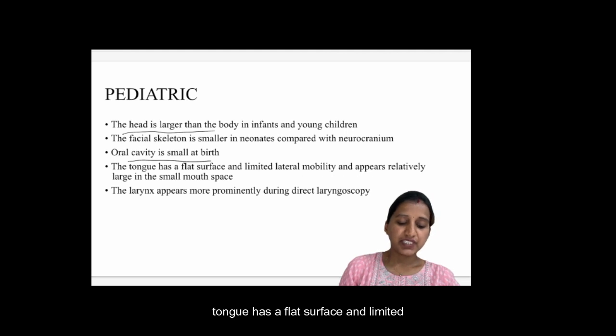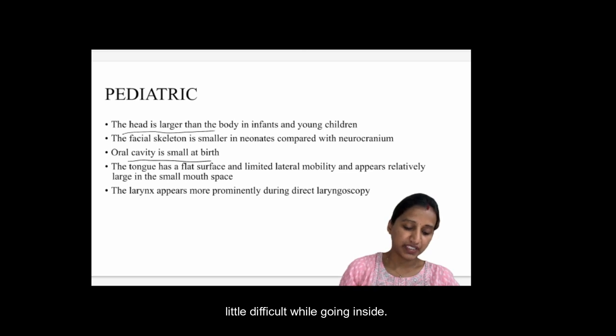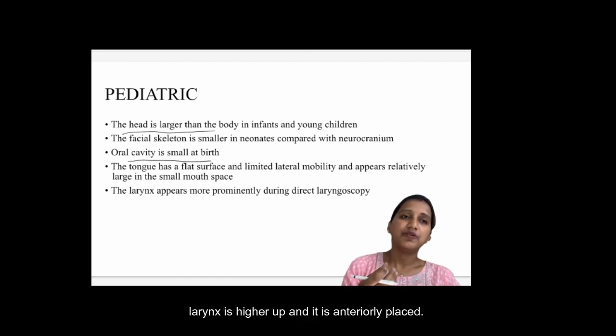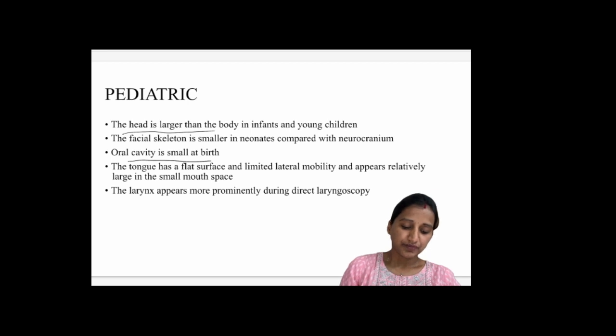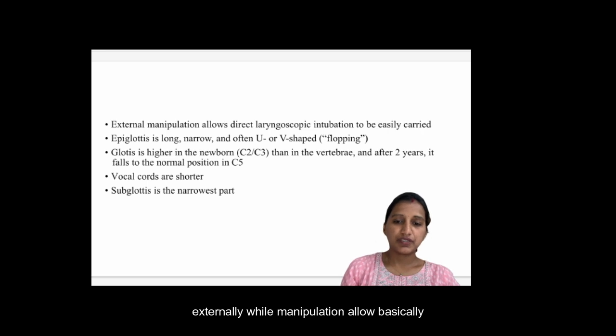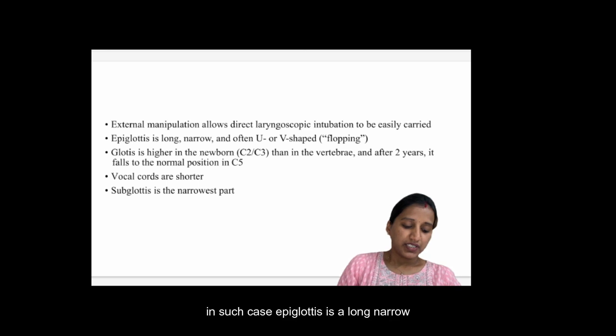The tongue has a flat surface and limited lateral mobility and appears relatively large in a small mouth space, which makes the laryngoscopy procedure a little difficult while going inside. The larynx appears more prominent during direct laryngoscopy since the larynx is higher up and anteriorly placed. So external manipulation will allow direct laryngoscopic procedure to be easily carried out in such cases.